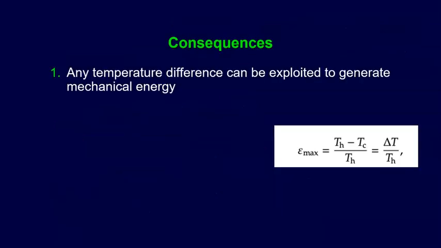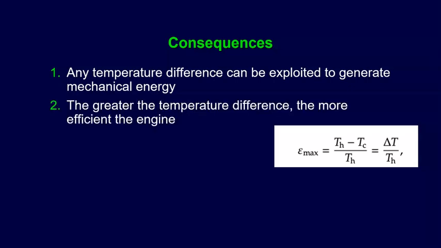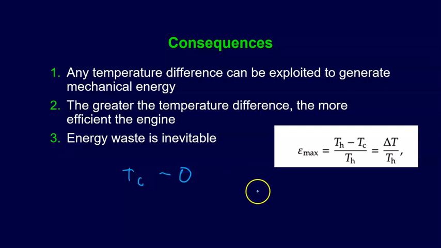So a couple things of consequence from that. So first, any temperature difference can be exploited to generate mechanical energy. And so that's sort of the name of the game. People have been trying to use any temperature difference they have to make mechanical energy and devise better engines. The greater the temperature difference, the more efficient the engine. And then energy waste is inevitable. Now it is possible that if TC is 0 to have a 100% efficient engine. But of course, because this is the Kelvin scale, that would be a temperature of negative 273 degrees centigrade, which doesn't exist on Earth. So on Earth it's practically impossible.